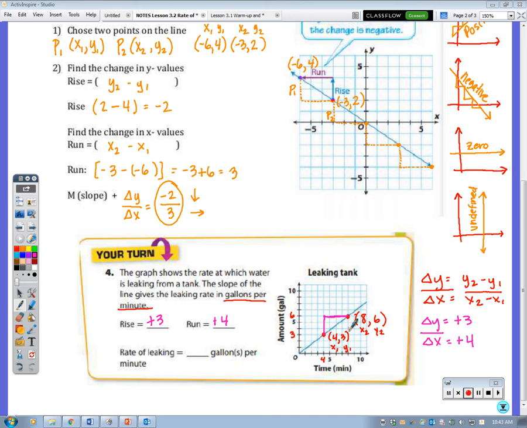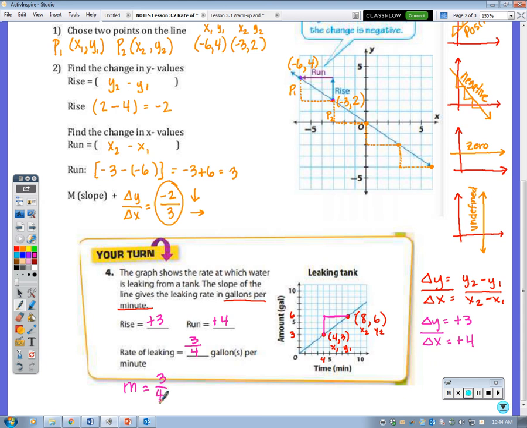So the rate at which water is leaking is 3 gallons per 4 minutes. Did you guys get that? 3 gallons per 4 minutes? So you could write this as m, which is slope, equals 3 over 4.